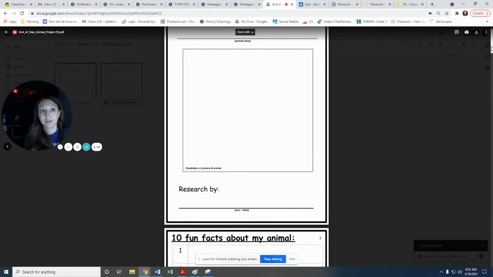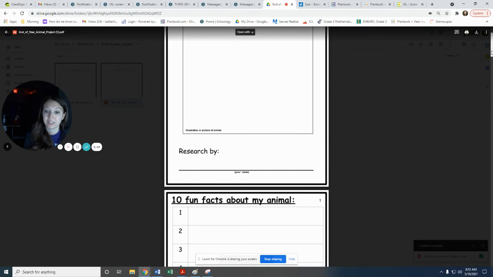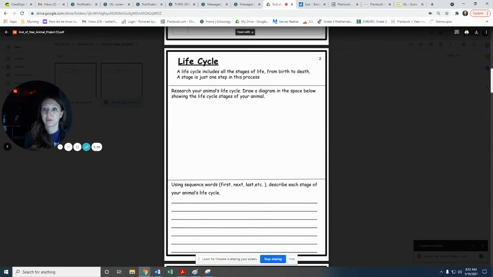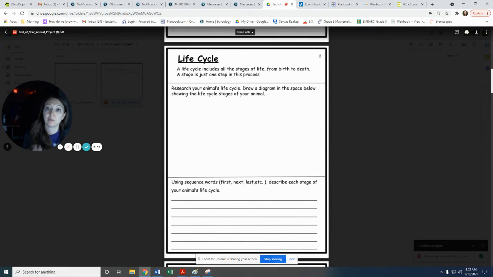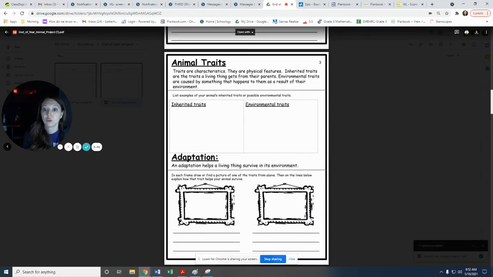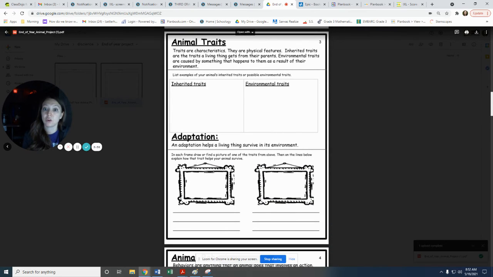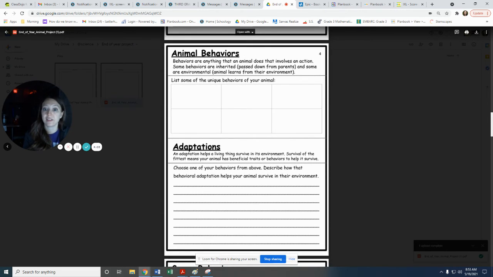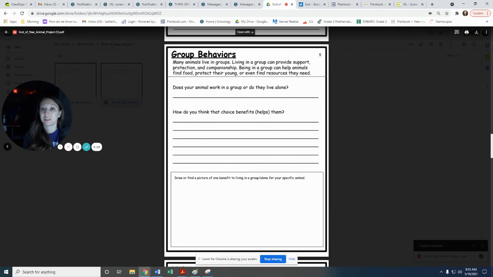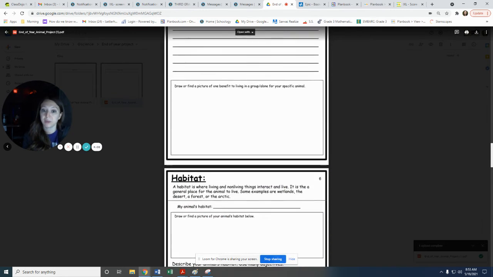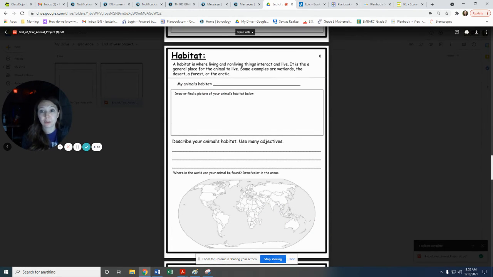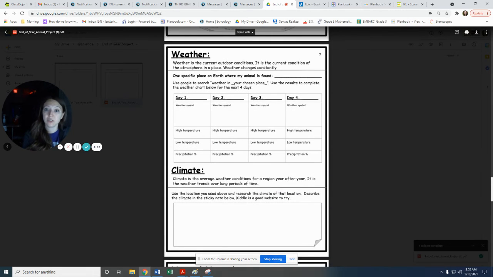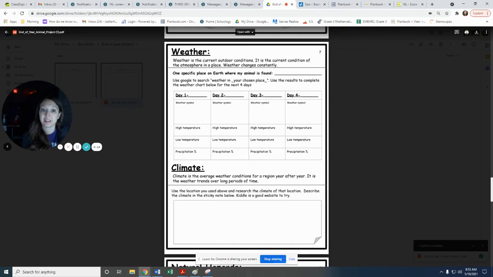Over the next couple of weeks, you're going to have many different things that you're going to need to explore. You're going to work on finding 10 fun facts about your animal. You're going to be working on trying to identify and share the life cycle of the animal. You're going to be looking for traits for that animal and adaptations. You're going to look at the behaviors of your animal and the adaptations. You're going to be paying attention to whether it lives in a group and some of those group behaviors. You're going to research the habitat of your animal. Then you're going to focus on one of those places where your animal is found, and you're going to research the weather and climate in that one place.